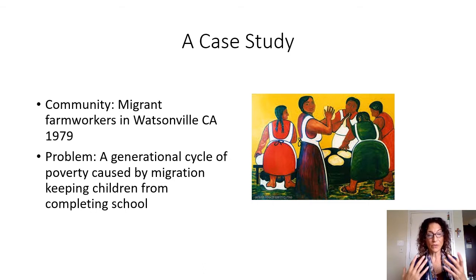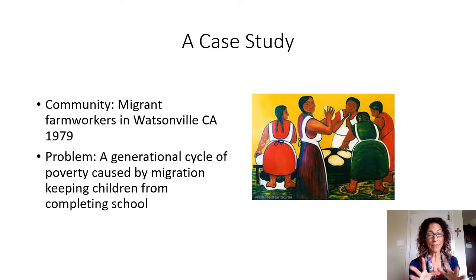But part of what happened as a result was a generational cycle of poverty, because they would pull the children out of school as they went to each place. And sometimes they weren't in a place long enough to even enroll the children in school. So the children missed a lot of school. They never completed their education, and they just became farm workers.